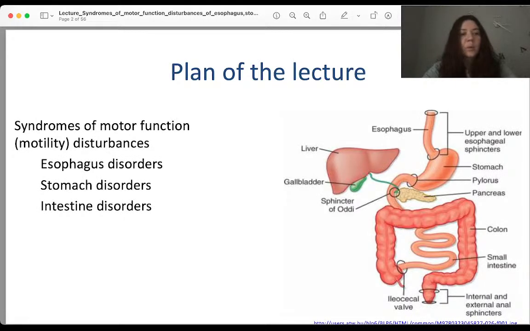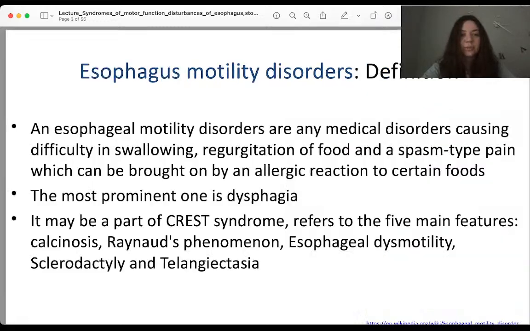The plan of our work today is to discuss separately esophagus disorders, stomach disorders, and intestine disorders. On this slide, you can see a picture reminding you of the structure, anatomy, and topographic anatomy of the gastrointestinal system and all organs that take part in digestion. First of all, let's talk about esophagus motility disorders.